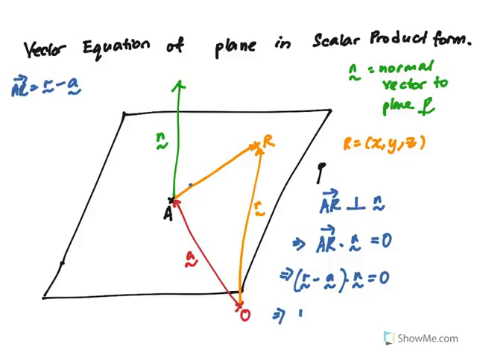Being a dot product, we can distribute it, so R dot n minus A dot n equals 0. This also means that R dot n is equal to A dot n. This scalar product A dot n gives us a constant.